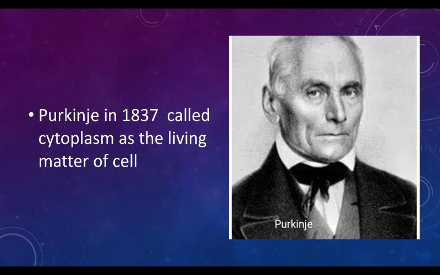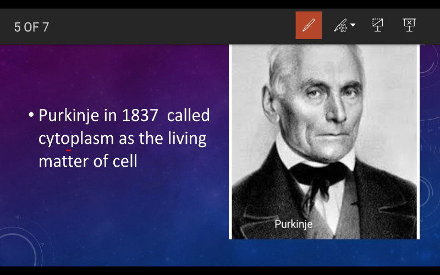This is Purkinje, who called the cytoplasm the living matter of a cell in the year 1837. He called the cytoplasm the living matter of the cell, because how will you differentiate whether the cell is living or not? You can differentiate the cell on the basis of the presence of cytoplasm, whether it has cytoplasm or not. The cell with cytoplasm is living, and the cell which does not have cytoplasm is non-living. That is why the cell that Robert Hooke discovered in the year 1665 was a non-living cell, right?